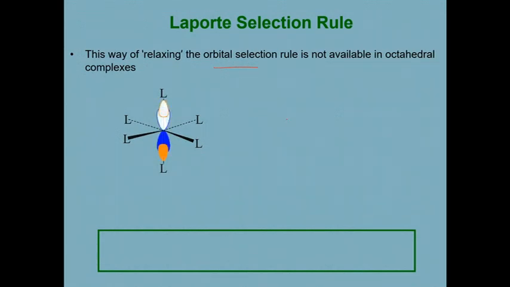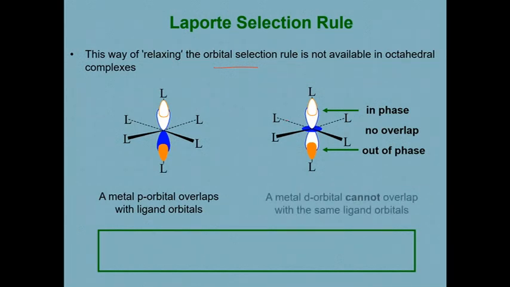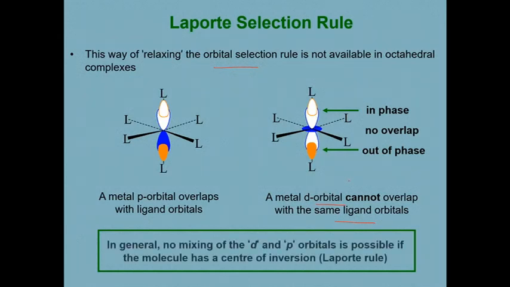You can see how metal orbitals are interacting with the axial ligands, and here these are in phase, out of phase. That is a thing to remember about symmetry in group theory or quantum chemistry. When you have same phase, same symmetry. When you have different phase, different symmetry. A metal d orbital cannot overlap with the same ligand orbital, so you don't consider it. In general, no mixing of the d and p orbitals is possible if the molecule has a center of inversion.